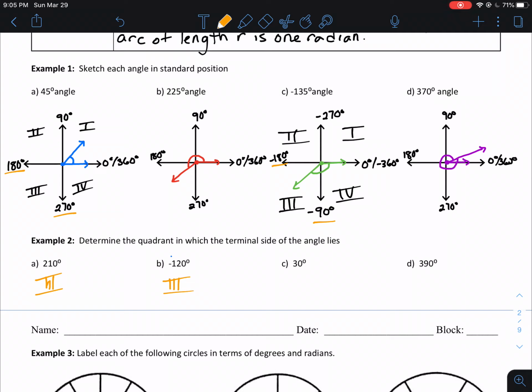I think C is pretty easy, 30 degrees, that means you have to be in quadrant 1. And then for D, think about 390 degrees. It's very similar to example D where we did 370 degrees. That would be one full rotation plus another 30 degrees. So that would really kind of be the same as a 30-degree angle. That would also be quadrant 1.